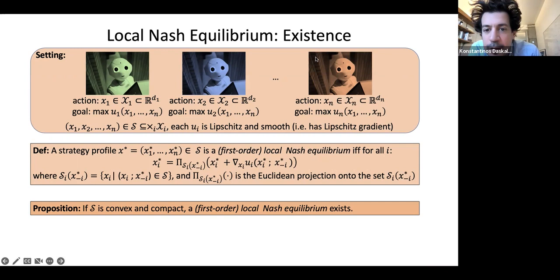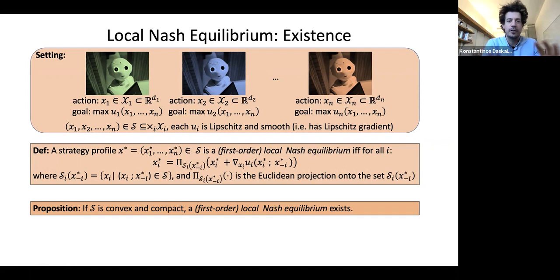What if S, the constraint set, is non-convex, and you're not able to solve it using the first order? Yeah, if S is not convex, all bets are off. I don't even have a proposal of what you should do in that case. So that opens up a discussion about what we should even target. At least when S is convex and compact, I know that this first order local Nash exists.